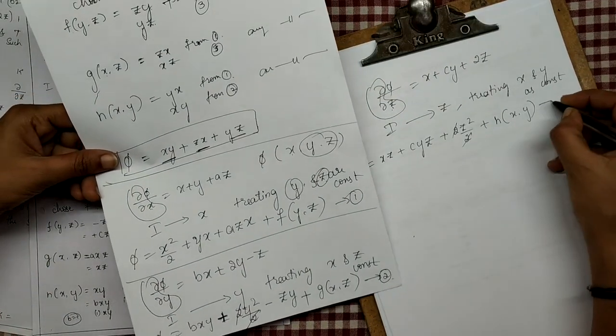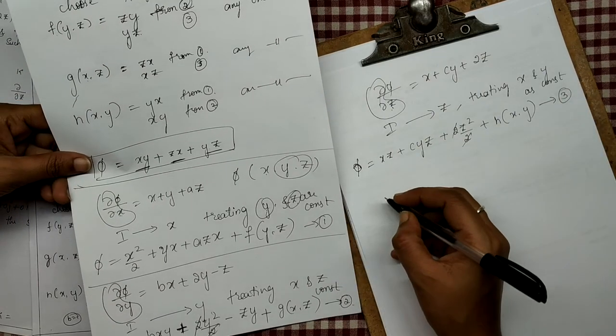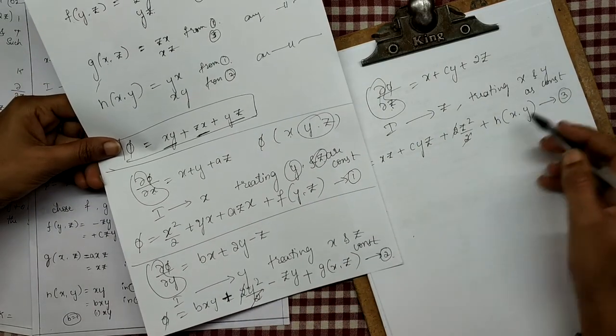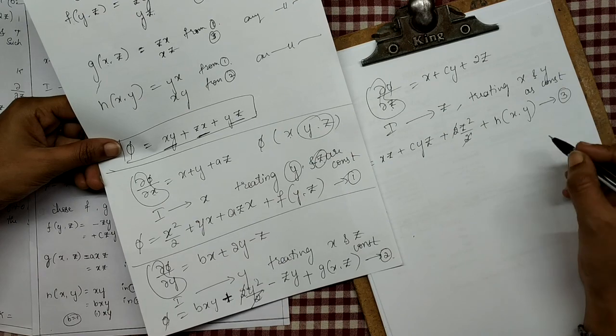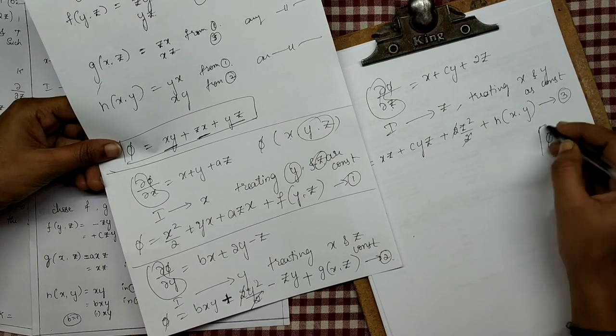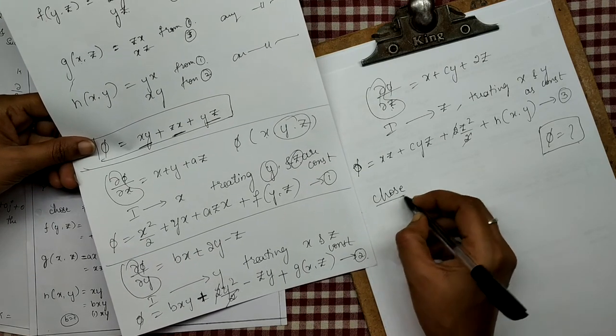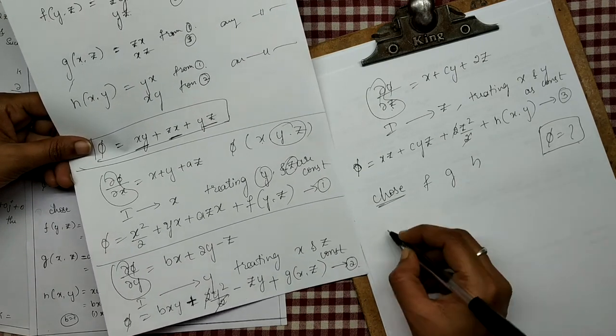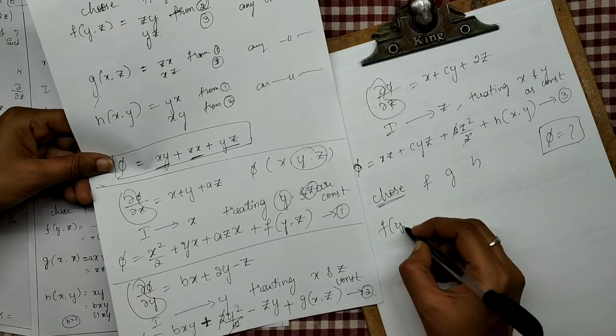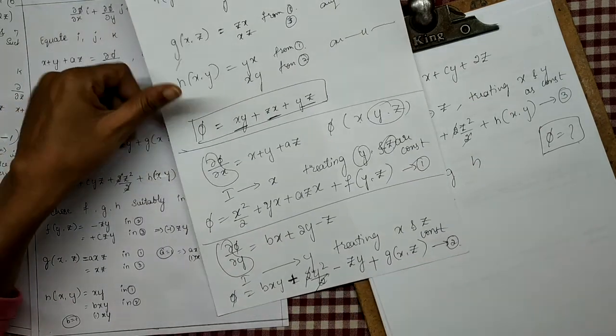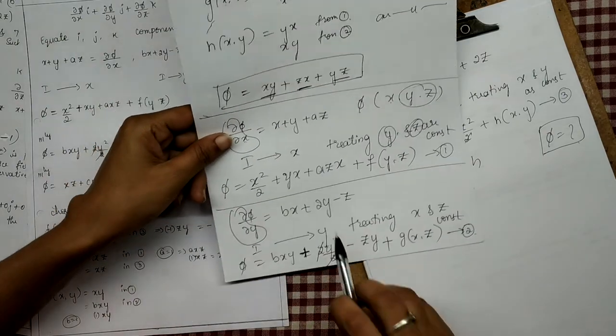Now from these three equations we have to construct a unique scalar function phi. By using these three equations I have to construct this unique scalar function phi. To construct this, let us choose f, g, h. What is f? f is a function of y comma z. Now which are the terms which are purely a function of y and z?